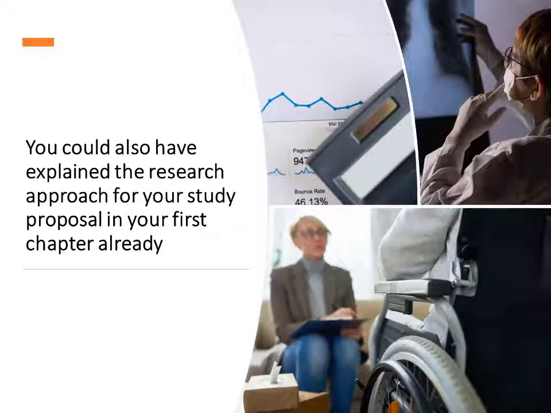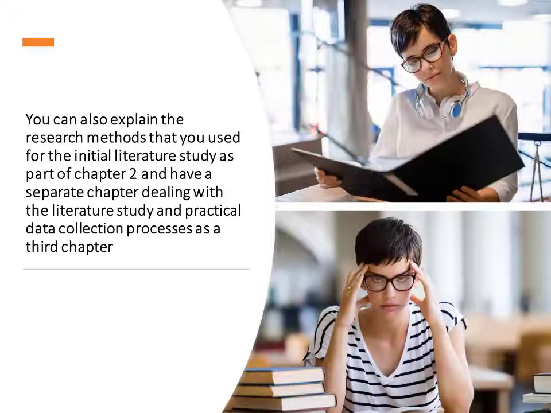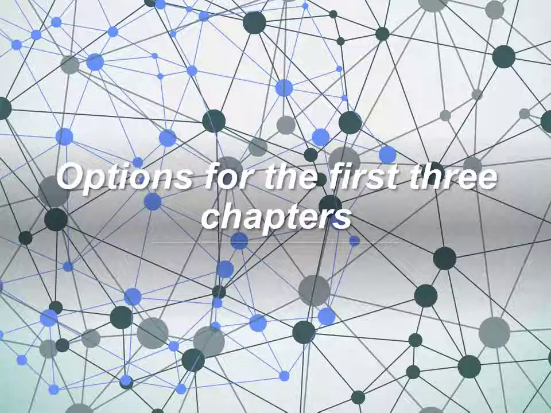You could also have explained the research approach for your research proposal in your first chapter. You can also explain the research methods that you used for the initial literature study in a second chapter and have a separate chapter dealing with literature study and practical data collection processes as a third chapter. Let me show the options that I discuss here in tables.